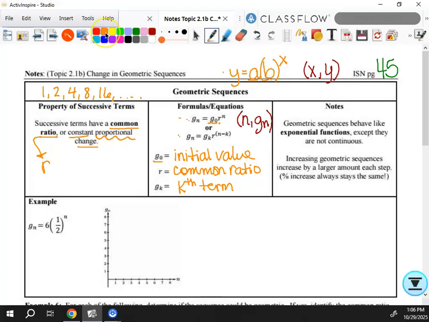Then, just like I've said already, geometric sequences behave like exponential functions, but they are not continuous. So again, this is discrete data. We are not connecting the dots because it's a list of numbers. And increasing geometric sequences increase by a larger amount each step, where in arithmetic, they increase by the same amount. Since we're multiplying by something, this increases by 1, then by 2, then by 4, then by 8. So every step, it increases more. That's for increasing functions. If it's decreasing, then it would be decreasing by more, that sort of thing. Okay, everybody good so far? All right, so here's a little equation that we have.